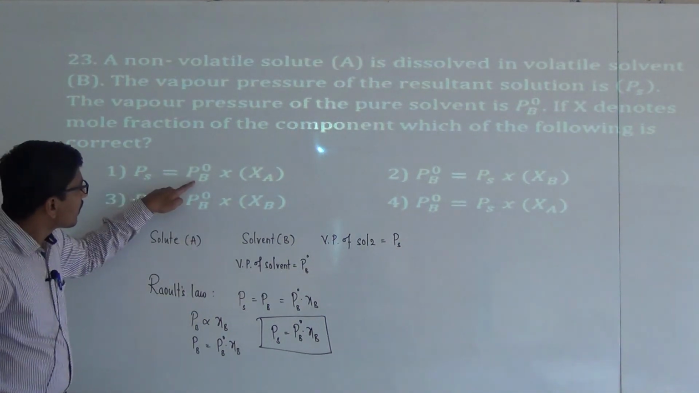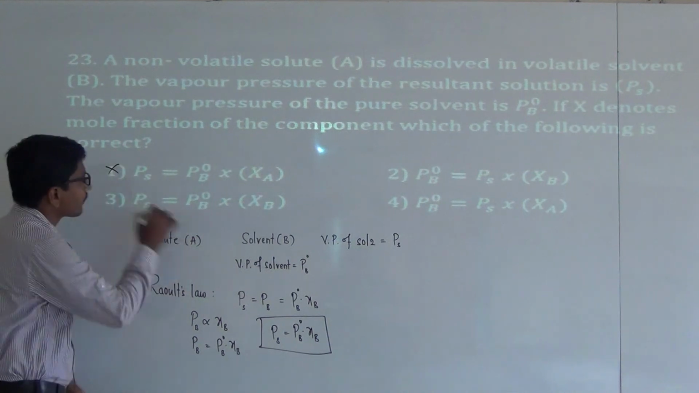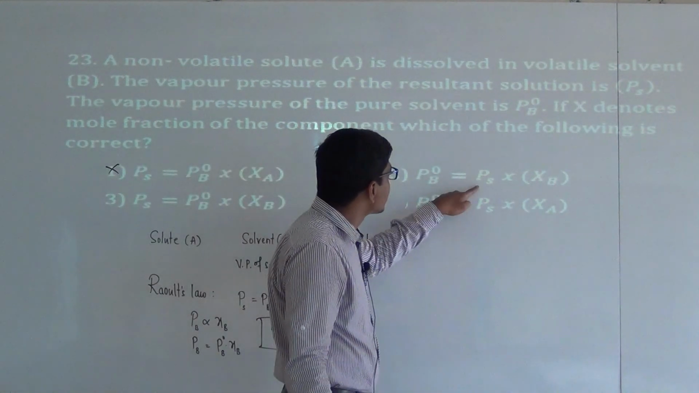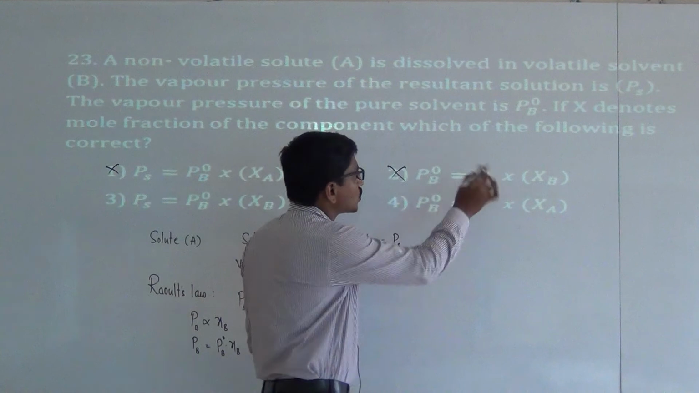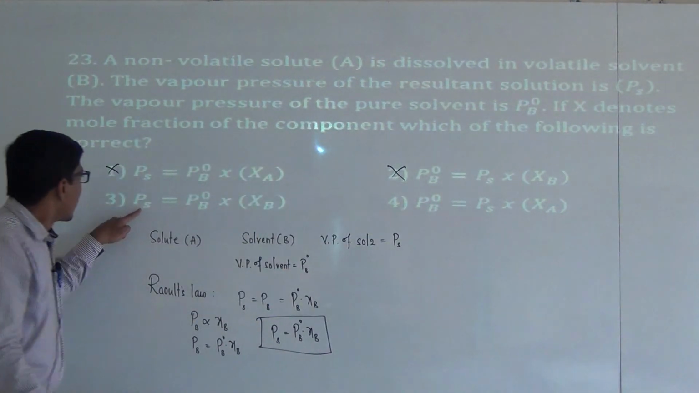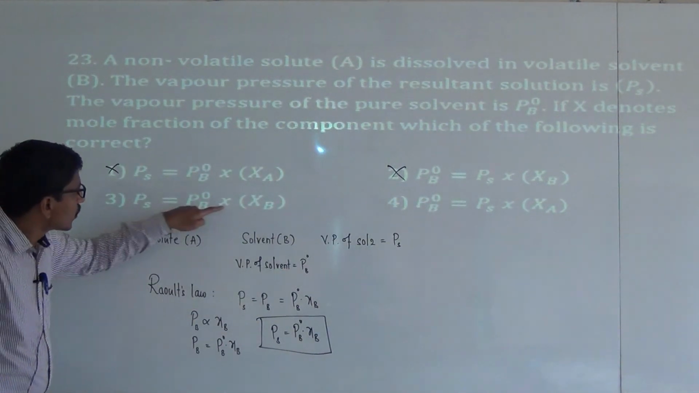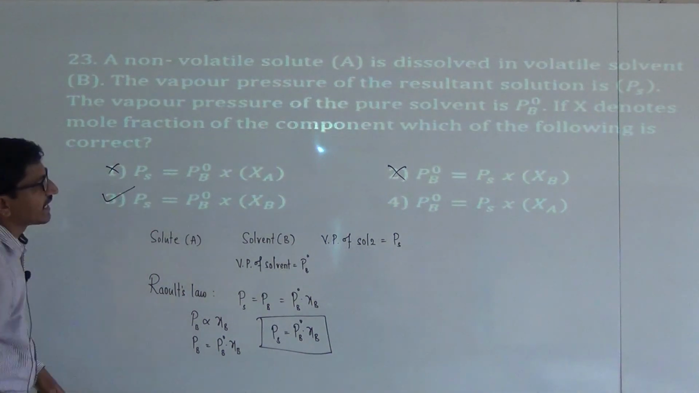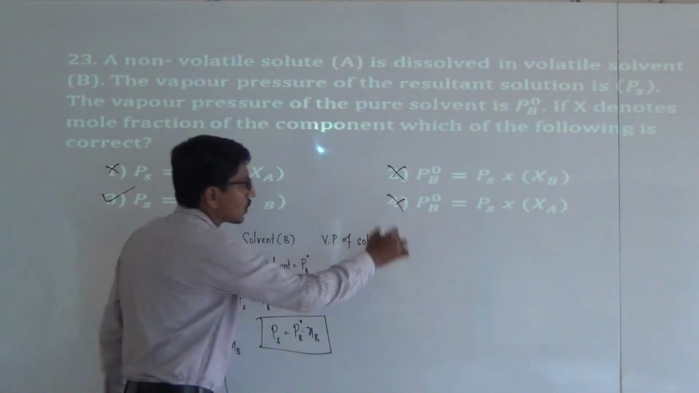In the first option, Ps is equal to Pb naught into Xa. This is wrong. Second one, Pb naught is equal to, this is wrong, because total pressure is equal to Pb. And third one is Ps is equal to Pb naught into Xb. This one is the right answer, and the other is also wrong.